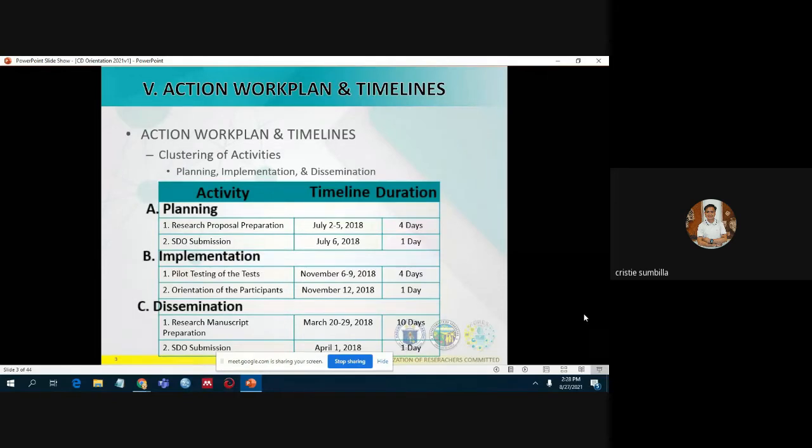Planning covers your preparation to finalization of your research proposal, while implementation starts from getting permissions to finalization of the results. And dissemination, which is a very important part of work plan and timeline, would include your preparation of your final write-up to presentation and submission.